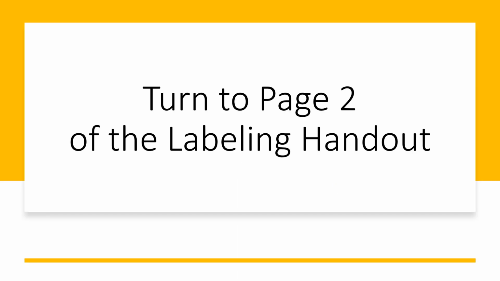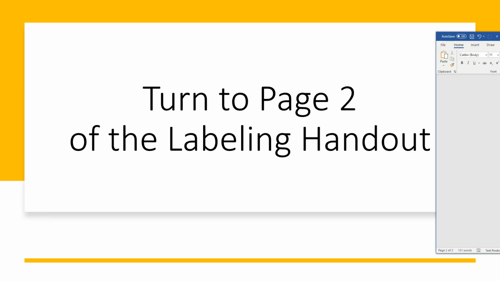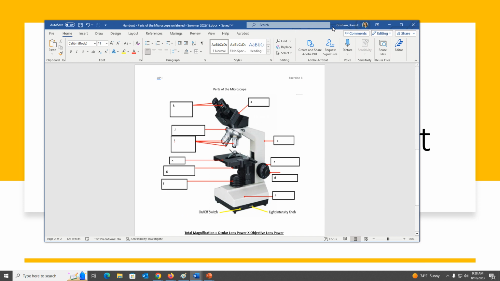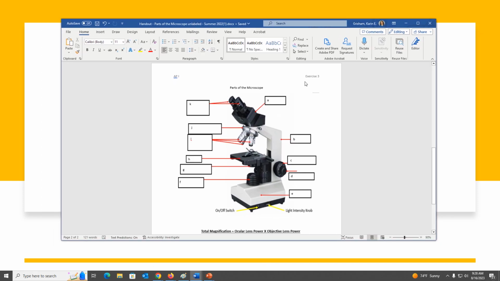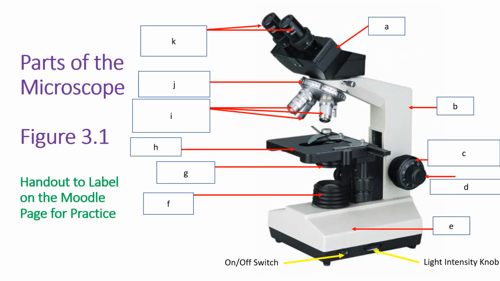Now, what are the parts of the microscope? You should be on page 2 of the labeling handout. Page 2 of the labeling handout is going to look like this. So you should be on this page now. We're just going to go around the document kind of clockwise. We're going to start at A, then go to B, then C, then D. And the PowerPoint that I'm going through right now does that same order.